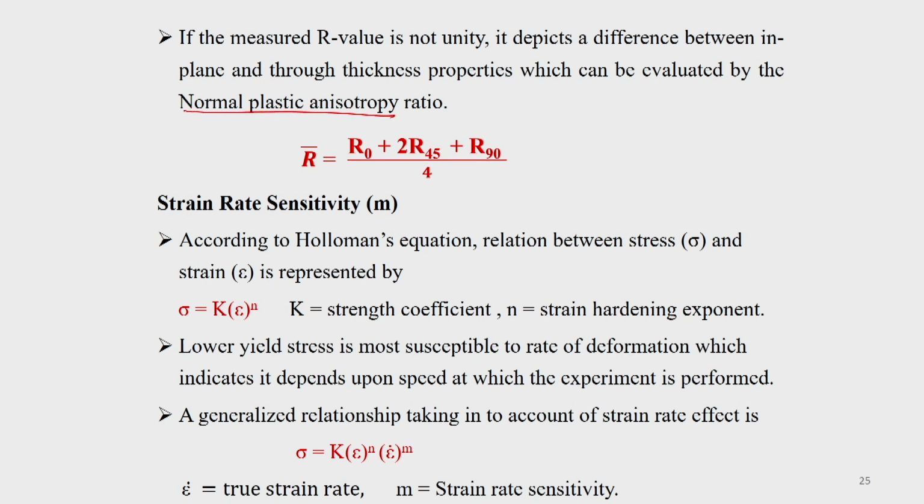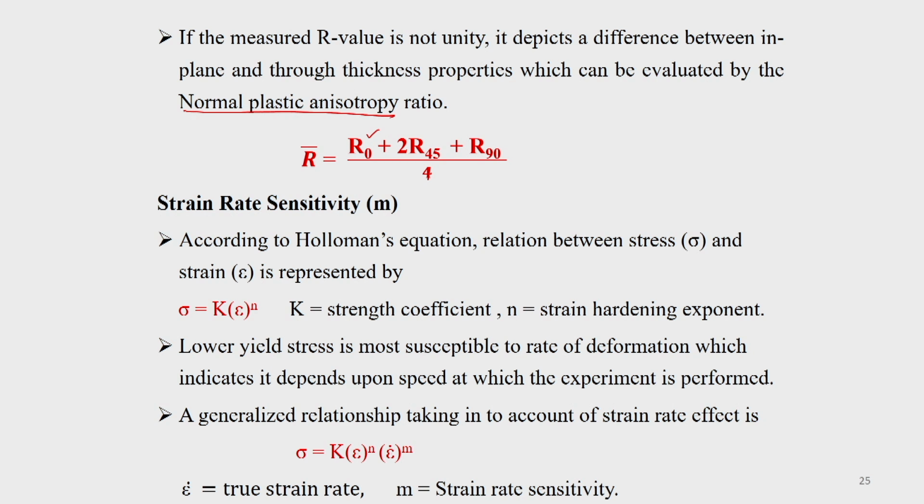The normal plastic anisotropy, R bar, is defined as 1/4 of the sum of R0 plus 2 R45 plus R90. This we can easily get from your matrix tensor, so this is much easier. And then that is divided by 4. So, that is what you call normal plastic anisotropy.